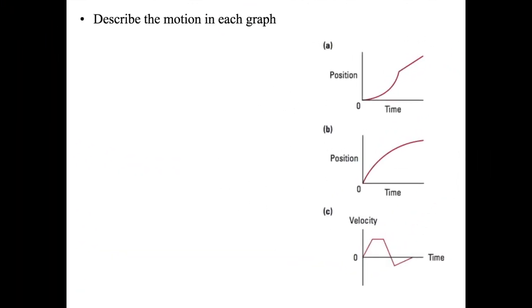Question 1. Describe the motion in each graph. So first of all, let's take a look at A. We're going to make 3 points. We're going to say that point A, right there, is going to be point B, and right there is going to be point C. So between point A and point B, we are seeing position.